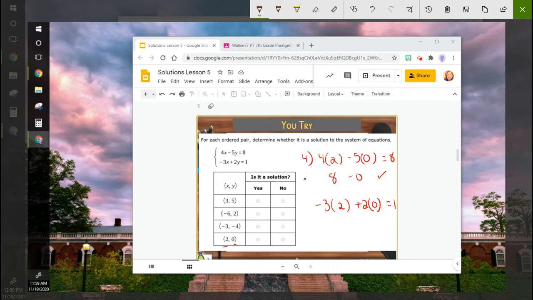Negative 3 times 2 is negative 6. 2 times 0 is 0. When you add them together, they do not equal 1. So this is no because one of them is wrong, so the whole thing is no.